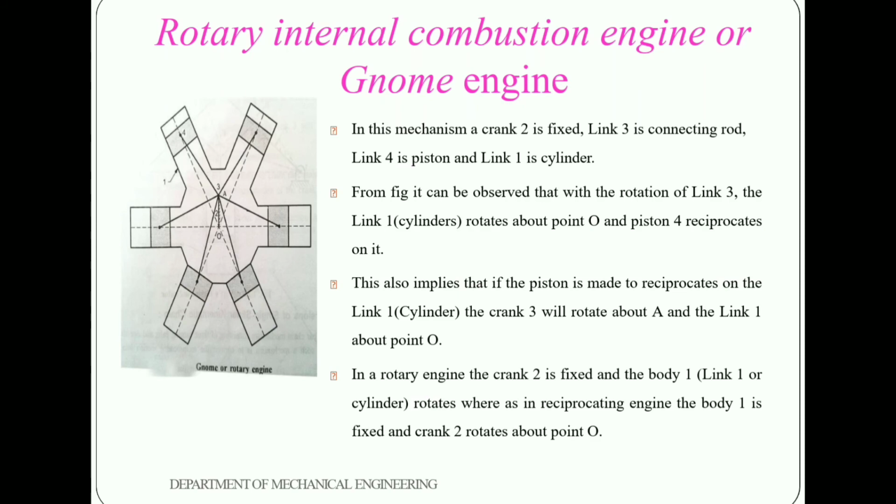In a rotary engine, the crank 2 is fixed and body 1 rotates, whereas in the reciprocating engine, body 1 is fixed and crank 2 is rotating about a point. This mechanism shows the rotary internal combustion engine. Nowadays it is not even used.